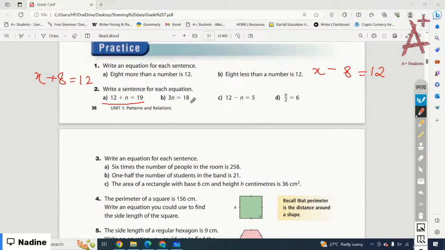Then 3 times a number is 18. That is for the B part. 12 less than a number is 5. Half of a number is 6. That's how you write the sentences for each relation. Got it?